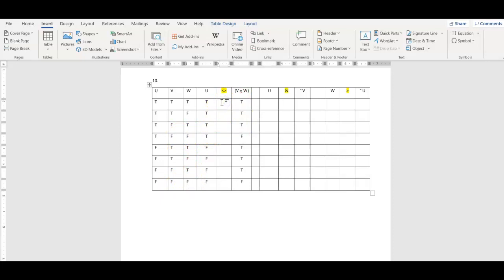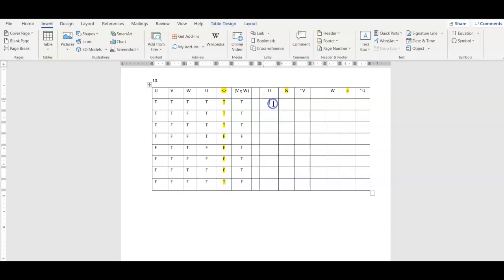Now we can do the biconditional. Remember, a biconditional comes out true as long as they have the same value. So if they're both true, we get a true. If they're different, like this one's T F, that's false. And if they're both false, like in the last one, it comes out true. So the biconditional comes out true if they're both true, or if they're both false, and comes out false if they're different, if one's T and one's F.